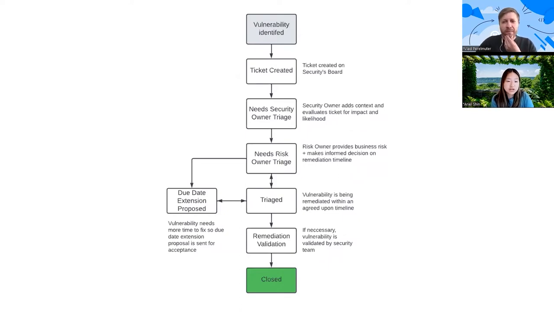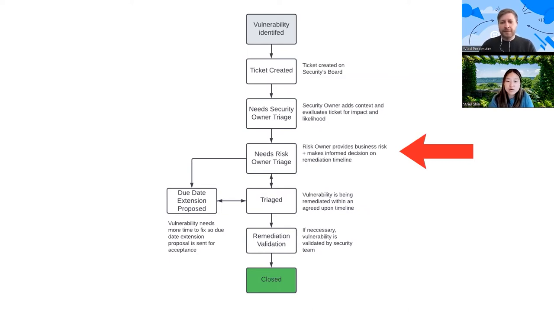After a ticket is created, the ticket is moved to need security owner triage. In this step, the security team is responsible for triaging the ticket and adding context. Then they pass it off to the risk owner. The risk owner is the person responsible for pushing to get this vulnerability fixed within the proposed timeline. This is usually the engineering manager or the product manager. Instead of waiting till a ticket has almost breached SLA or already breached SLA, we introduce the step when the risk owner first sets their eyes on this ticket.